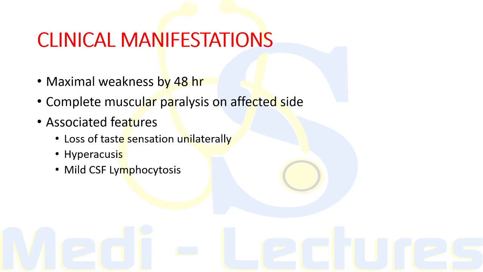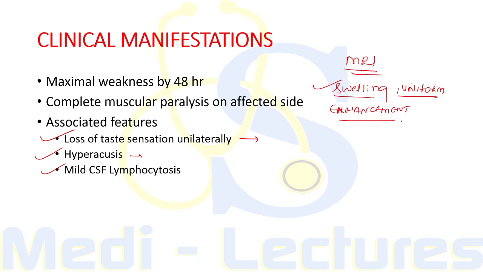There are sometimes associated features like loss of taste sensation unilaterally if the nervus intermedius is also involved. There can be hyperacusis if the nerve to stapedius is involved, and in some cases mild CSF lymphocytosis is also found. Now, when we do the MRI of these patients, there is swelling and uniform enhancement of the facial nerve, and in some cases we can also find entrapment of the swollen nerve in the temporal bone.